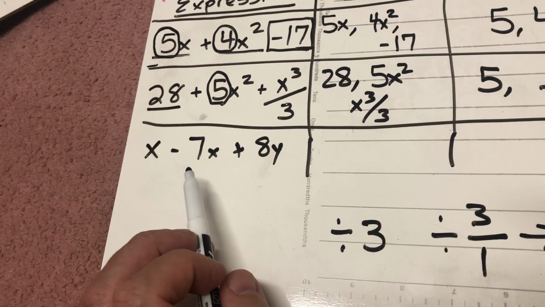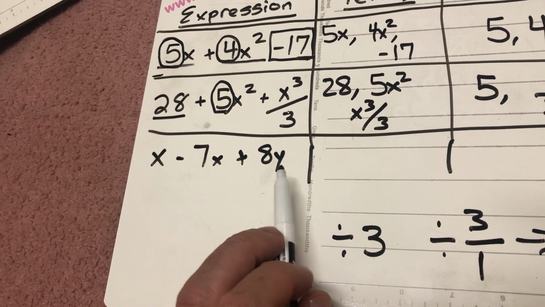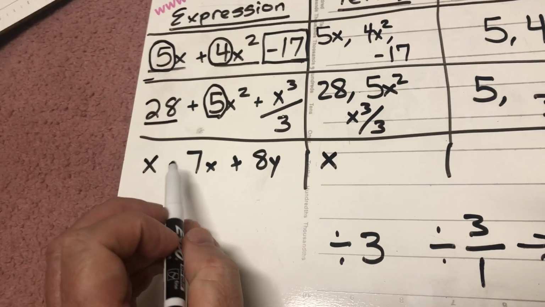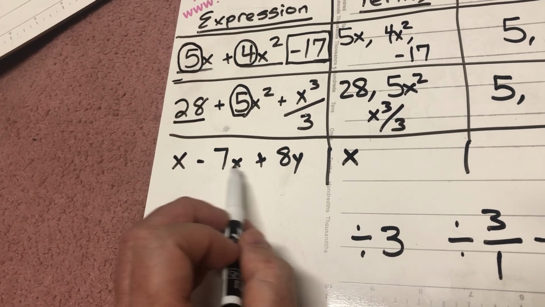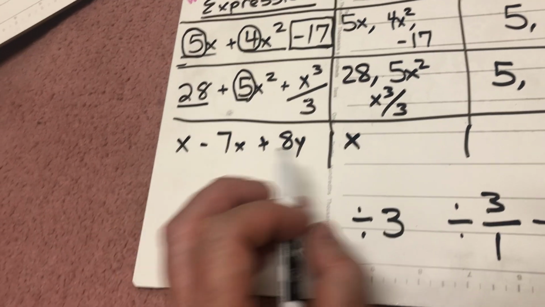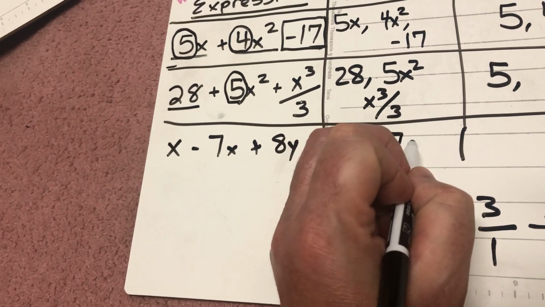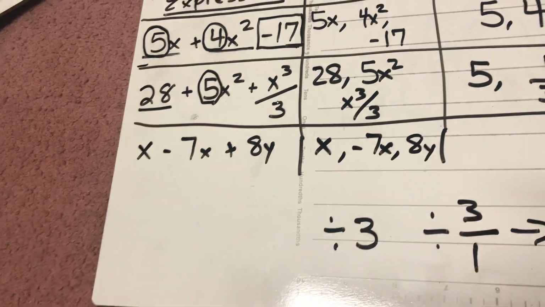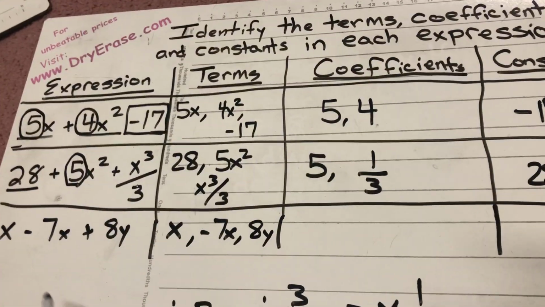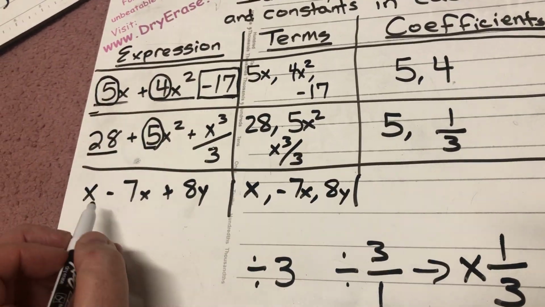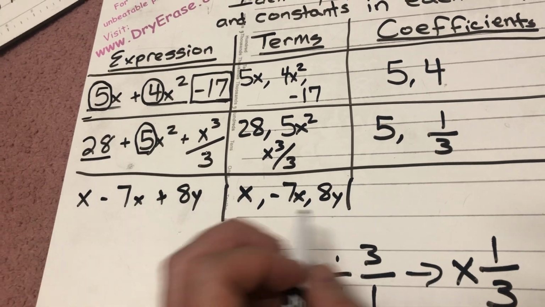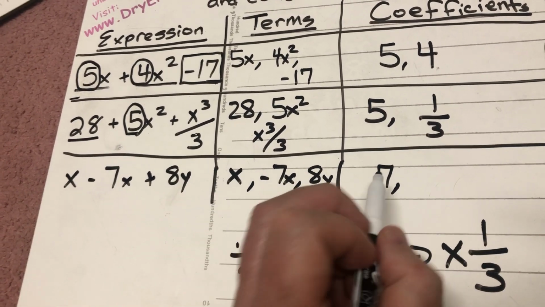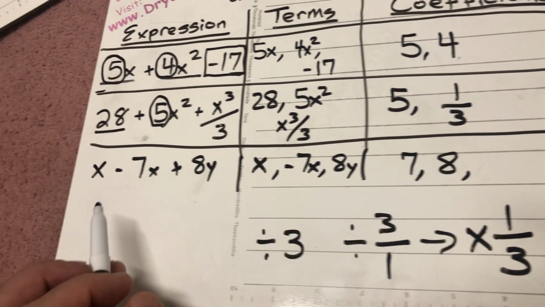This third one in this example, x minus 7x plus 8y. Well, my terms are going to be x, and then I have a negative 7x with the subtraction sign in front of it. That's a negative term. And then I have a positive 8y. My coefficients are the numbers that go in front of the variables. Well, clearly here I have a 7 in front of that x. Clearly here I have an 8 in front of the y.